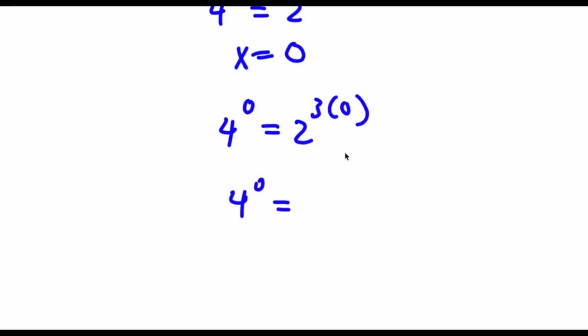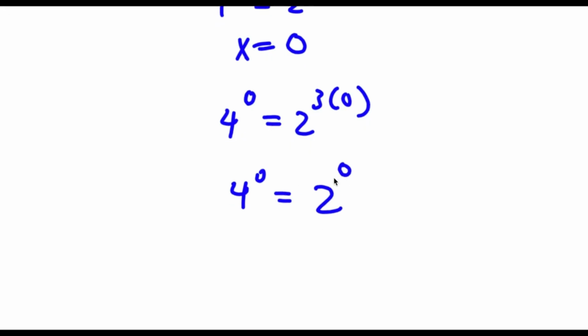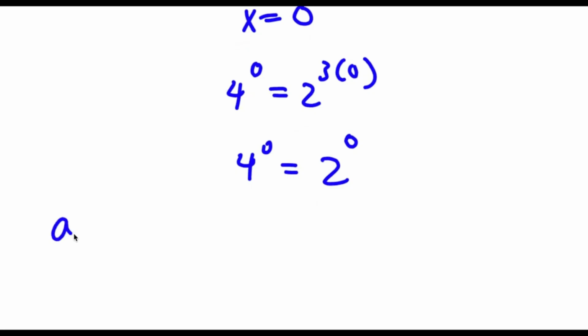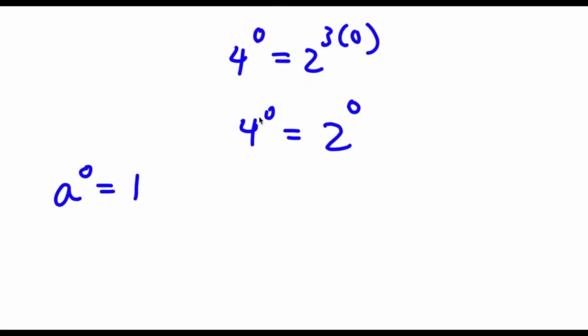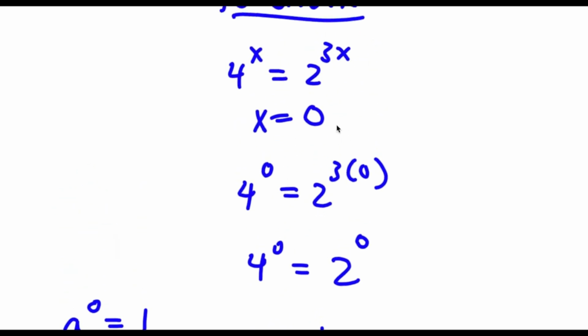Now 3 times 0 is simply 0 because anything times 0 is 0. So now I have 4 to the power of 0 is equal to 2 to the power of 0. Now any number to the power of 0 is simply equal to 1 besides 0 itself. So 4 to the power of 0 is going to equal 1, and 2 to the power of 0 is also equal to 1. So I have 1 is equal to 1, and because this is right, my solution is right as well.